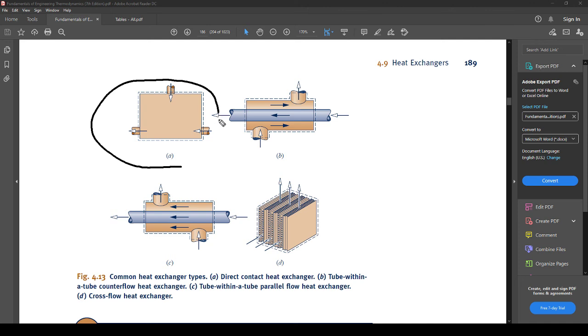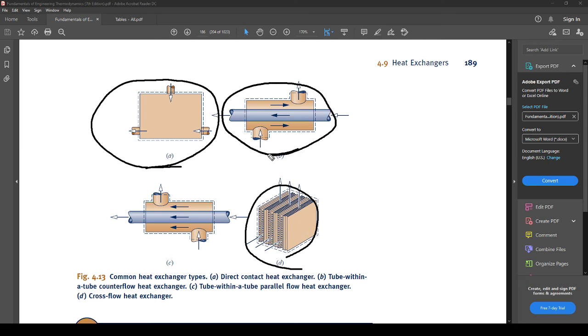So this is one that we've already seen. This was that mixing chamber question that we already did. This one is cross flow, and this is tube within a tube, and then you have tube within a tube parallel. So one of these is counterflow, and this is concurrent flow or parallel flow. And each of these two actually have different properties, right? They can do the heat transfer a little bit differently.